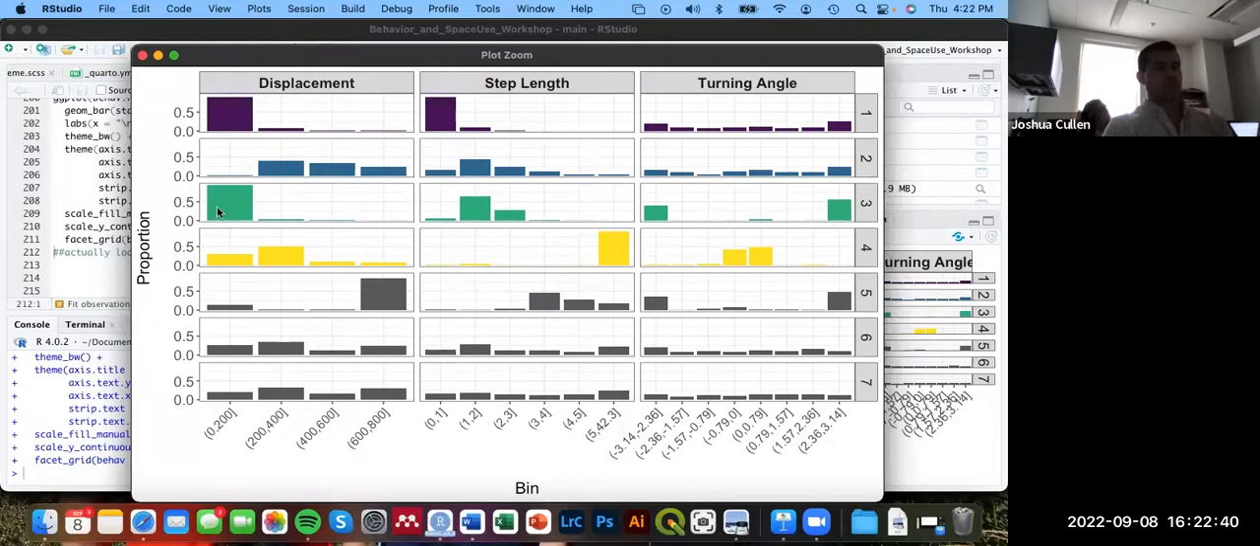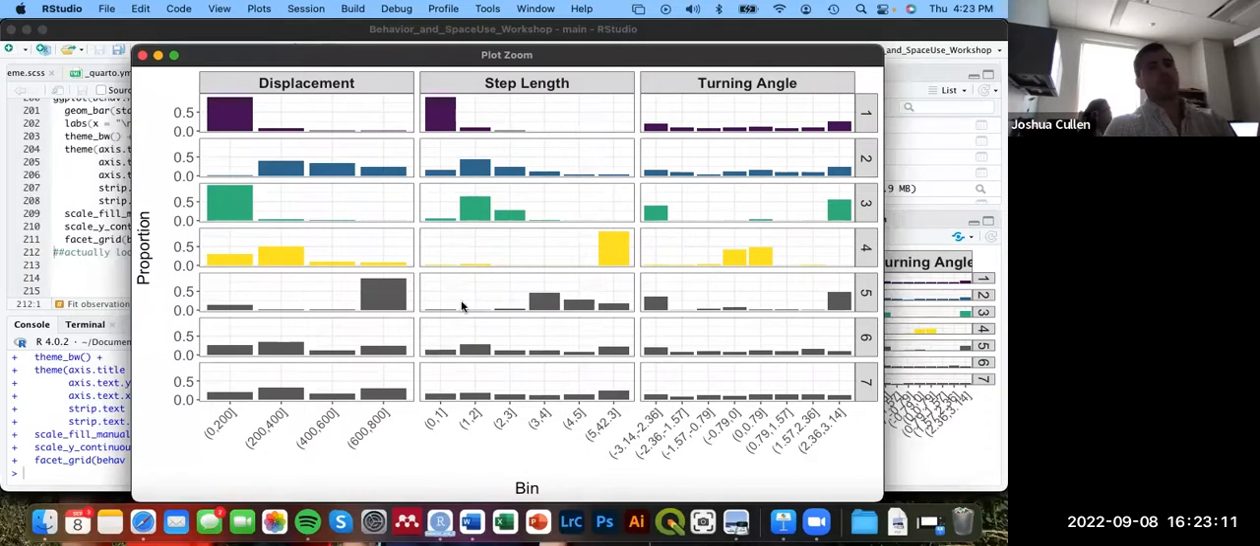This third state is also at the island with larger step lengths, but is turning around much more than this first state. So this might be like a highly encamped state where it's not moving at all. And this fourth state has intermediate displacements, but very high step lengths and turning angles around 0. So this is likely that migratory state. That's what I'm getting from this.